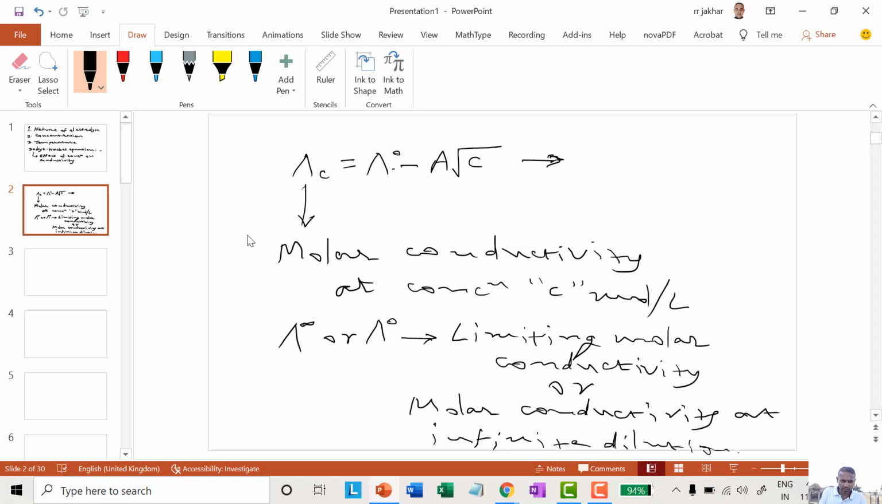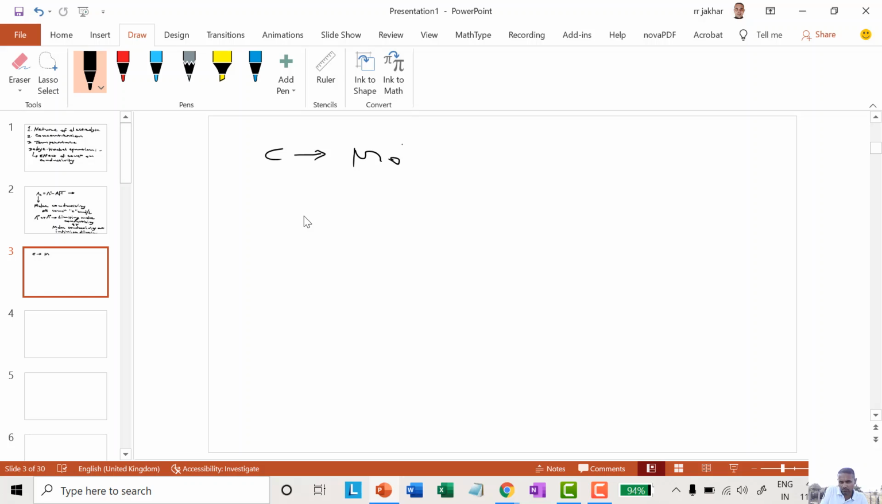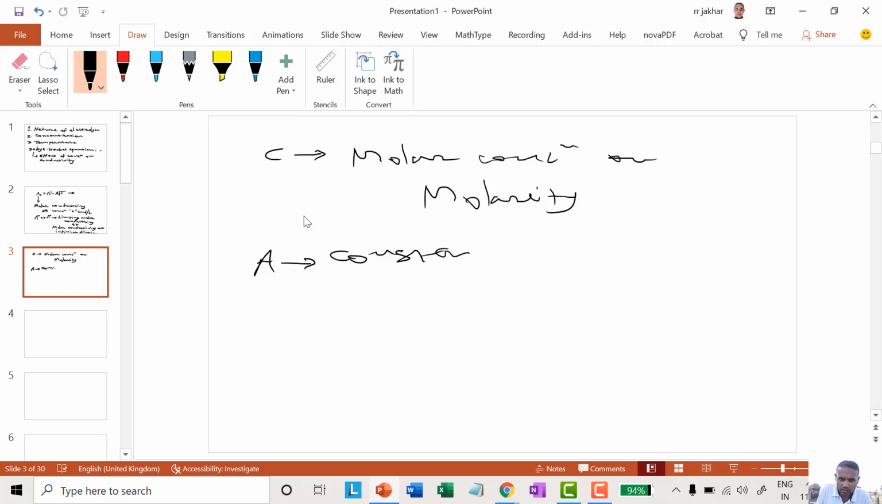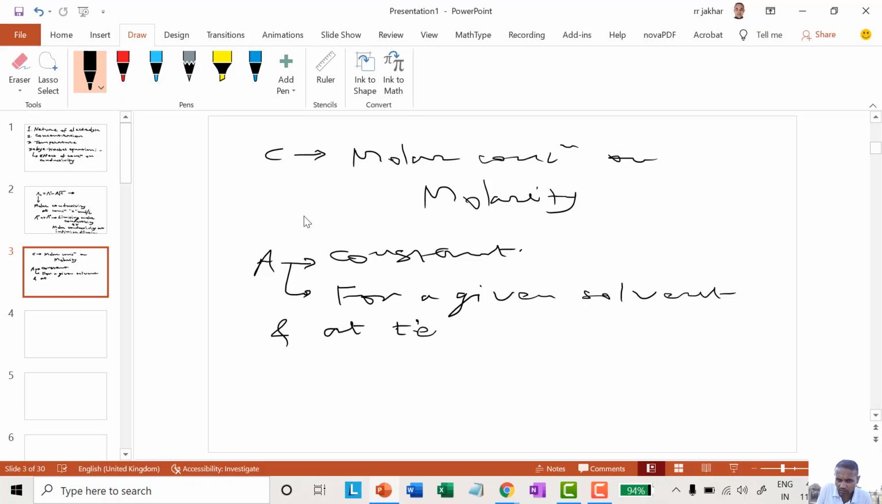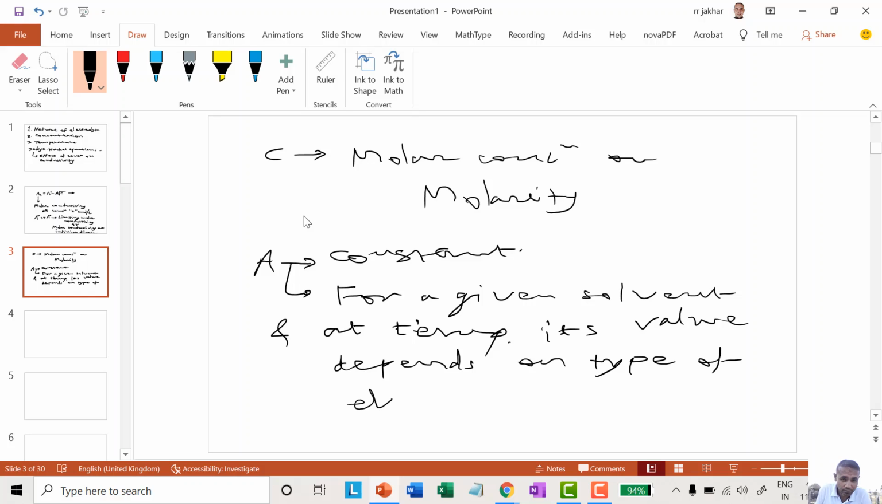And now the C is known as molar concentration of electrolyte, or molarity of electrolyte, in the unit mole per liter. Then we have a constant known as A, and this is constant for a given solvent and at a given temperature. Its value depends on the type of electrolyte. So this is all about this equation.